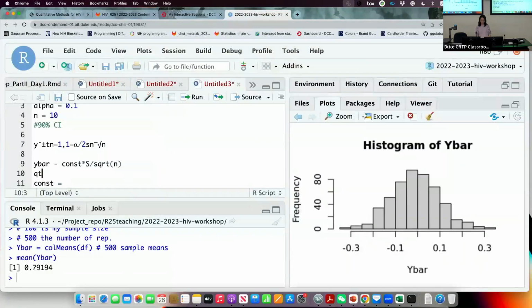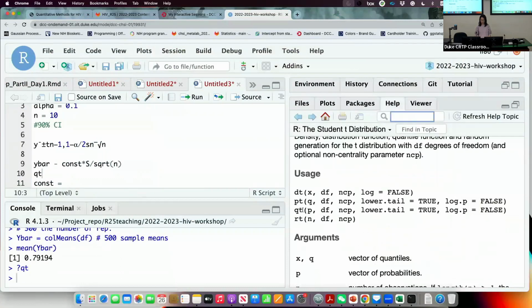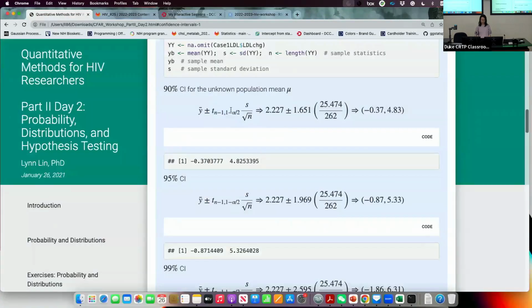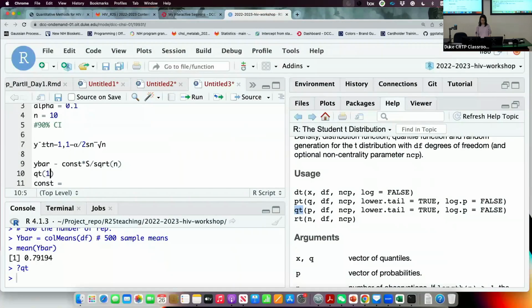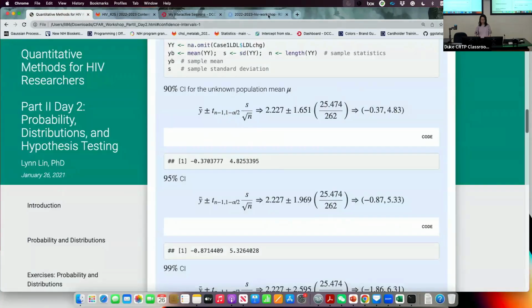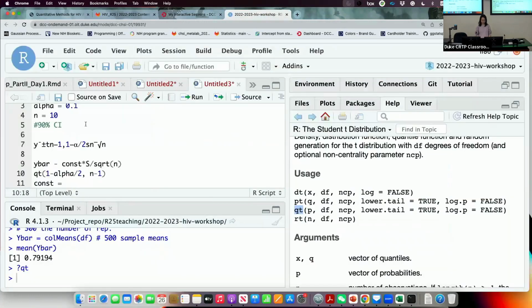Basically, we want to compute qt. If you type qt, it helps you calculate that specific quantile. Then qt followed by the probability. The probability from the formula is 1 minus alpha divided by 2, so you can type 1 minus alpha divided by 2. And for the t distribution, there are degrees of freedom, which is n minus 1.